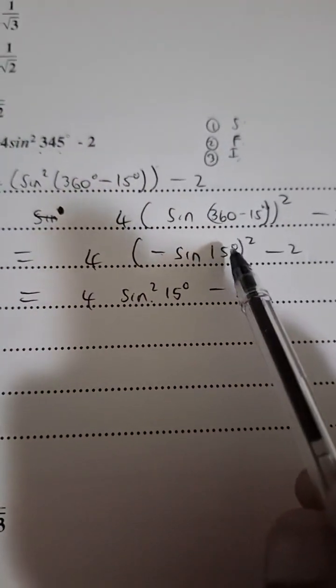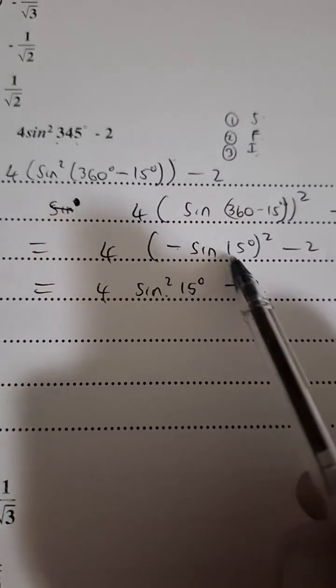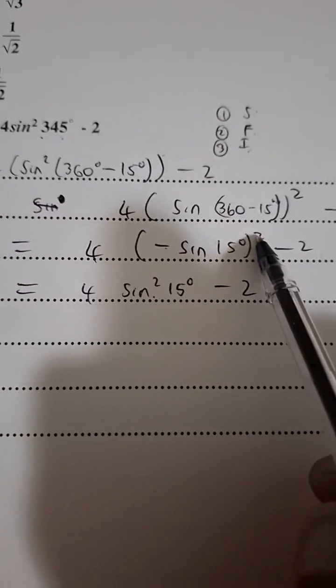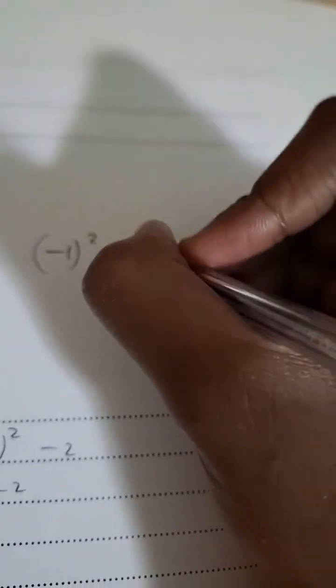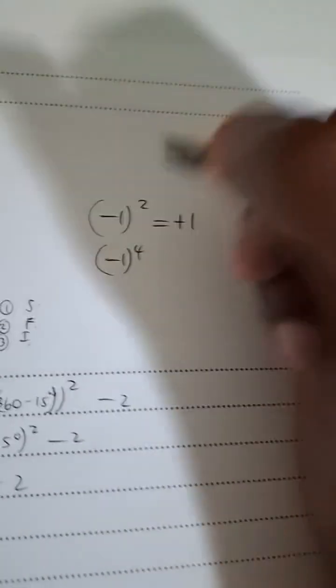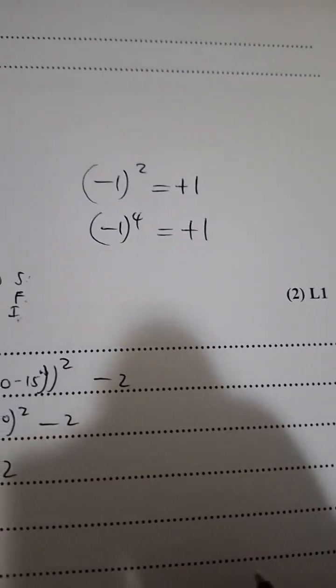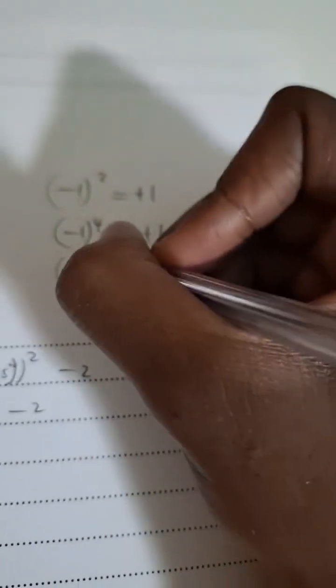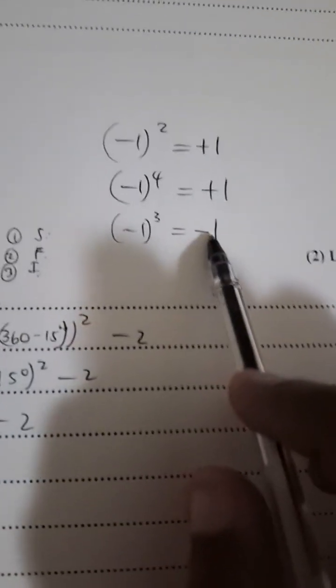What happened to the negative sign? After evaluating sine 360 minus 15, you get a negative sine 15. But this squared is an even exponent. In earlier grades, you learned that when you apply an even exponent to a negative sign, it becomes positive. But if you apply an odd exponent to a negative sign, it keeps the negative sign as it is.